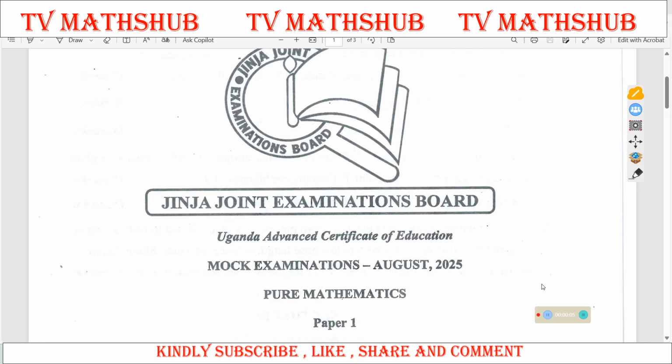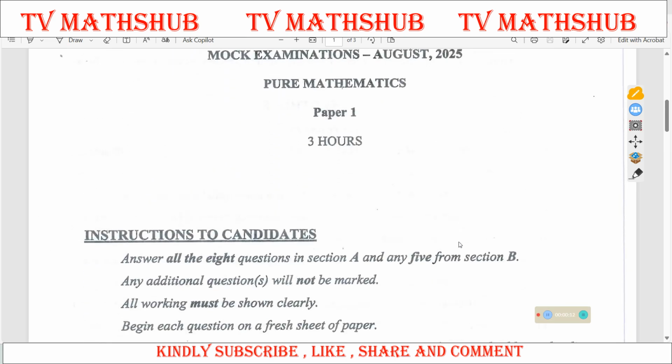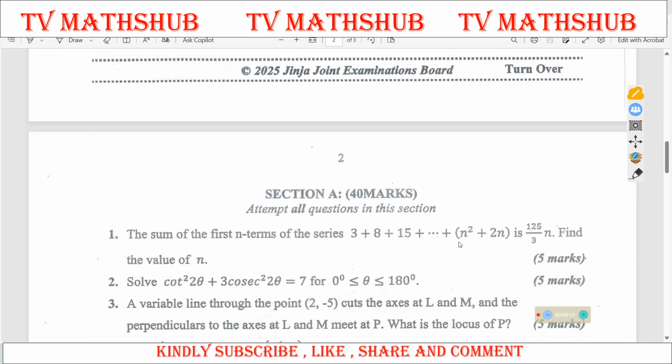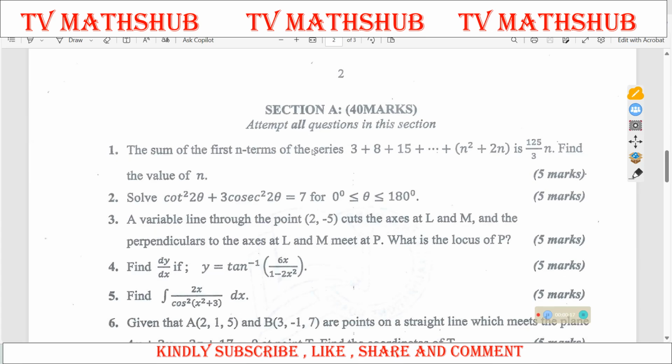In today's session, we shall be looking at pure mathematics from Jinja Joint Mock. So we shall begin with question number 1. Question number 1 says the sum of the first n terms of the series is 125n over 3. Find the value of n. So we are interested in obtaining the value of n when the sum of this is 125n divided by 3. So let us look at the solution.